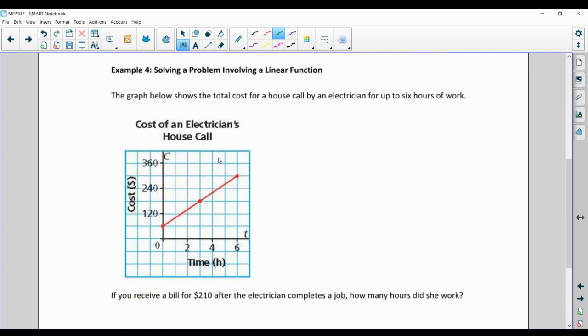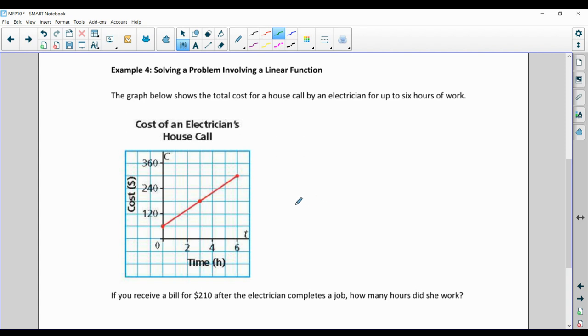Example 4, solving a problem involving a linear function. The graph below shows the total cost for a house call by an electrician for up to 6 hours of work. Okay, so it looks like there's an initial cost, and then as the electrician continues to work, the cost goes up. So if you receive a bill for $210 after the electrician completes the job, how many hours did she work?